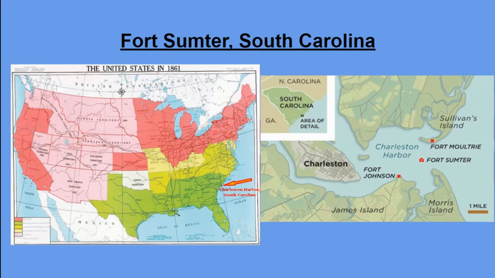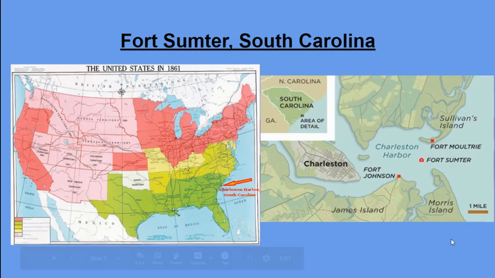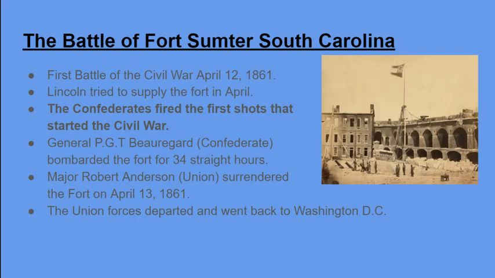So this fort, actually, when the South seceded, remained part of the Union. And imagine if you were on that island and you had Confederates all around you, Southerners who didn't want you there. It was a pretty intense situation for the people that were on the island of Fort Sumter. The first battle was on April 12th, 1861. Lincoln tried to supply the fort in April. The Confederates basically said, if you send any troops, if you send any supplies, we're going to look at it as an act of war.